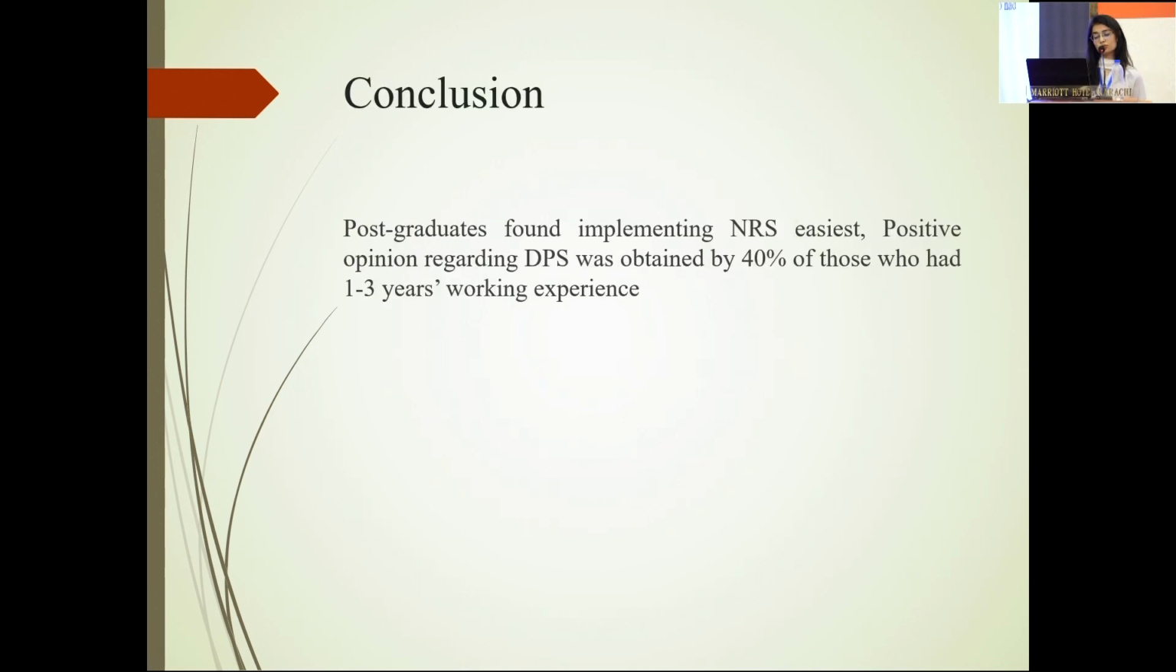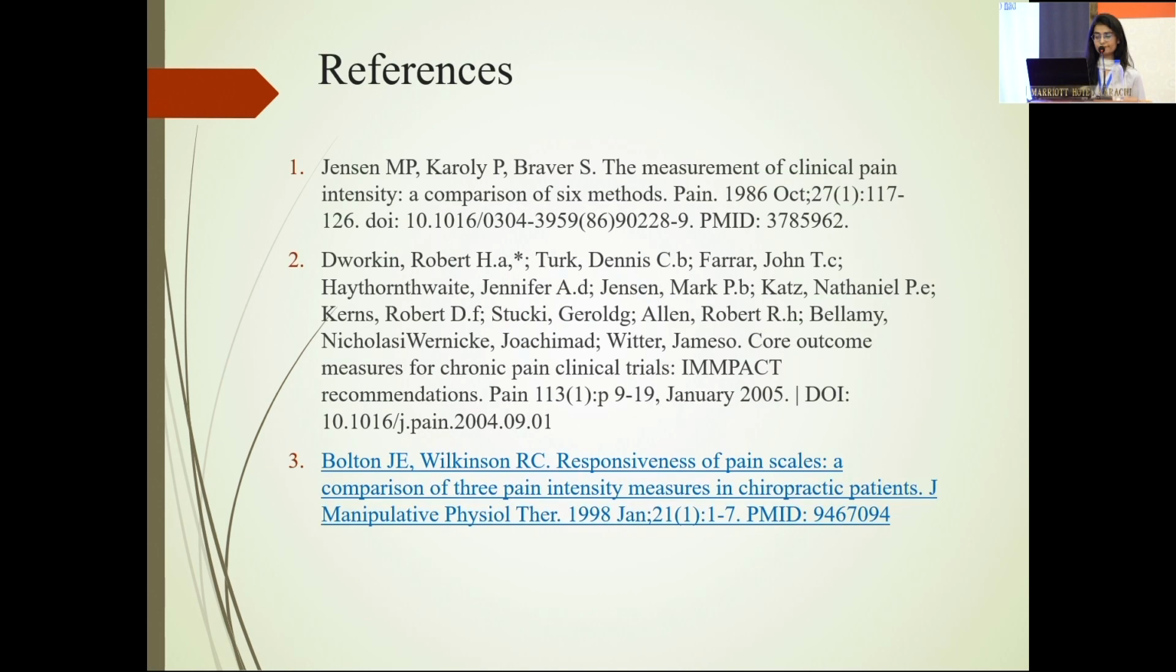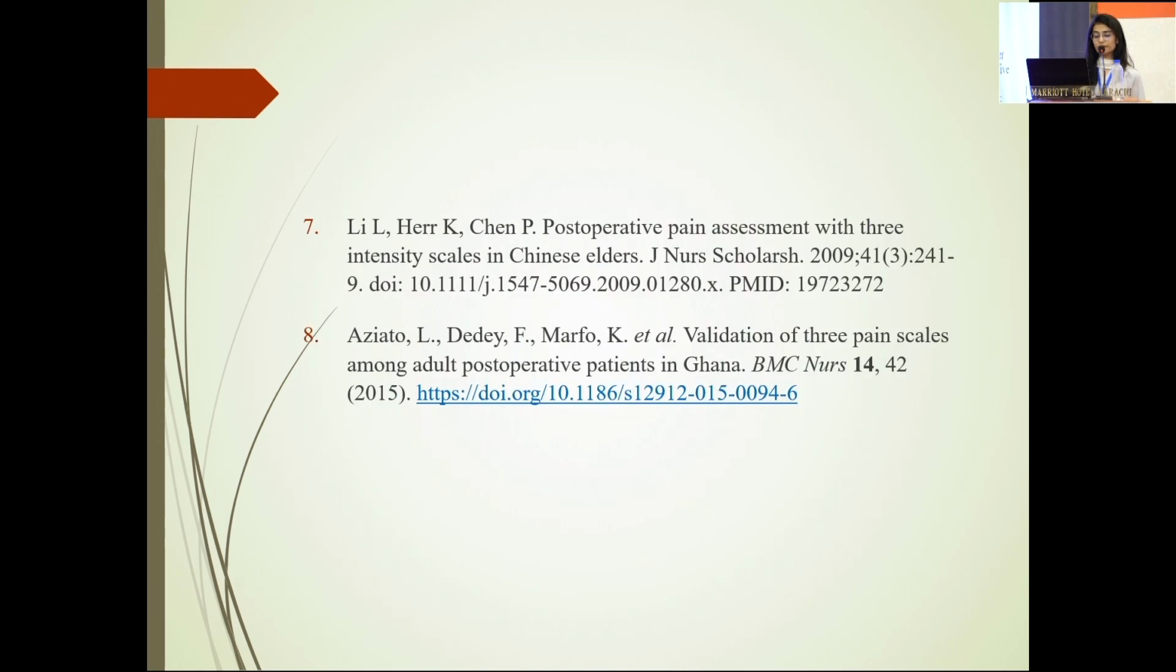Our conclusion was that the postgraduates found implementing NRS easiest. However, positive opinion regarding our pain score, which is called the descriptive pain score, was obtained from 40% of those who had 1 to 3 years of working experience. These are the references of my study. Thank you.